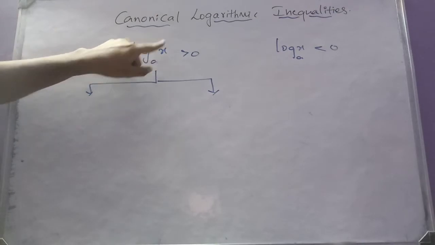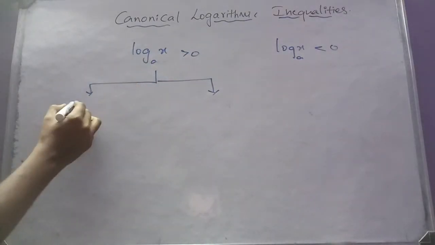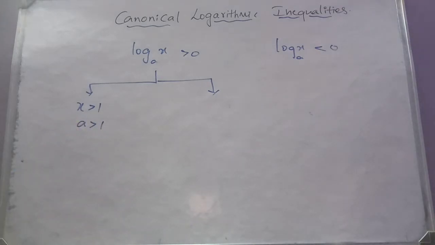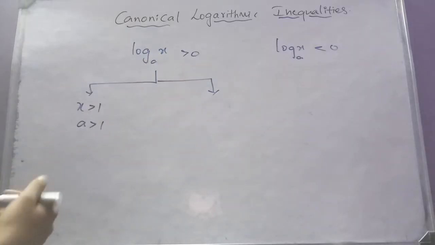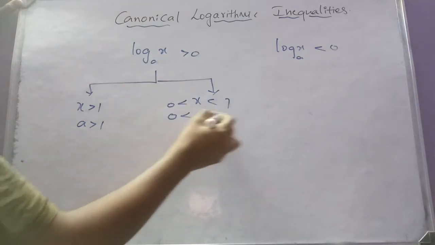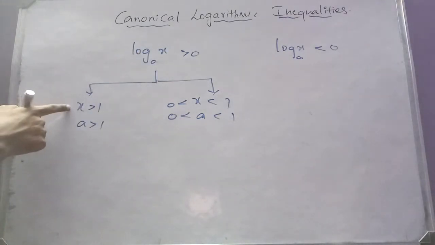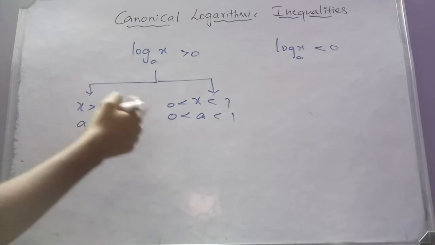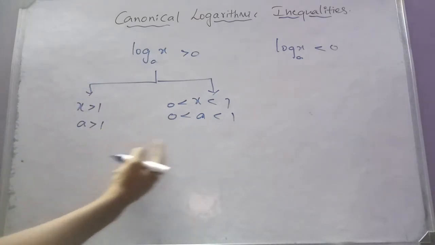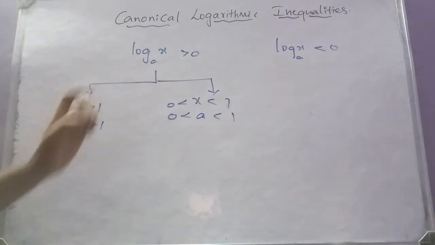Log x base a is positive when, in the first case, both x and a are improper fractions, which means x is greater than 1 and a is also greater than 1. So in this case, log x base a is positive. Or when both x and a are proper fractions, which means x is between 0 and 1 and a is between 0 and 1. So in this case also log x base a is positive. If you take the solution sets of these two cases and take their union, that is the required solution set of log x base a greater than 0.